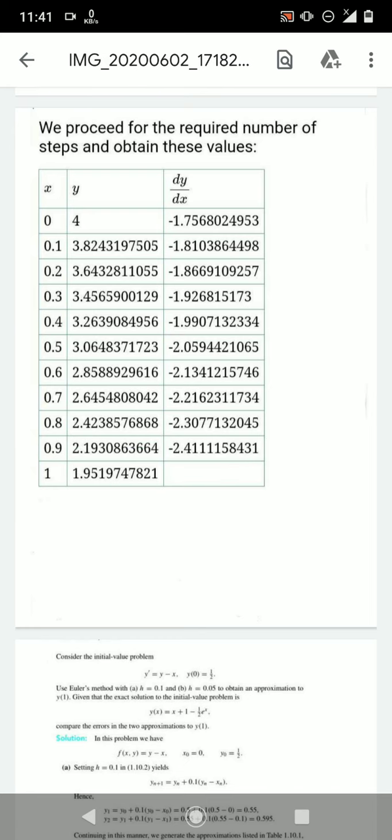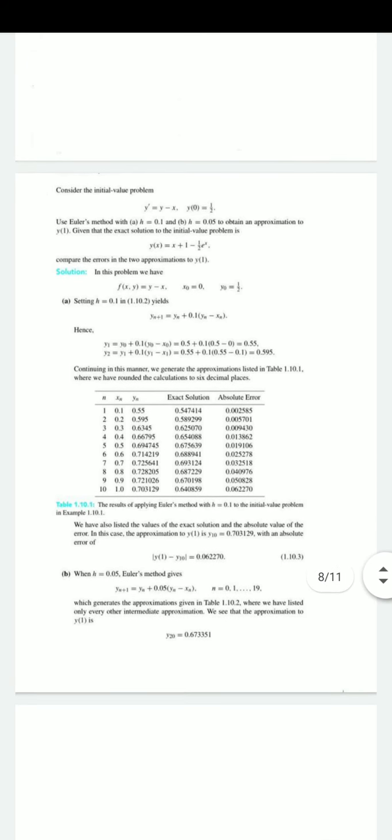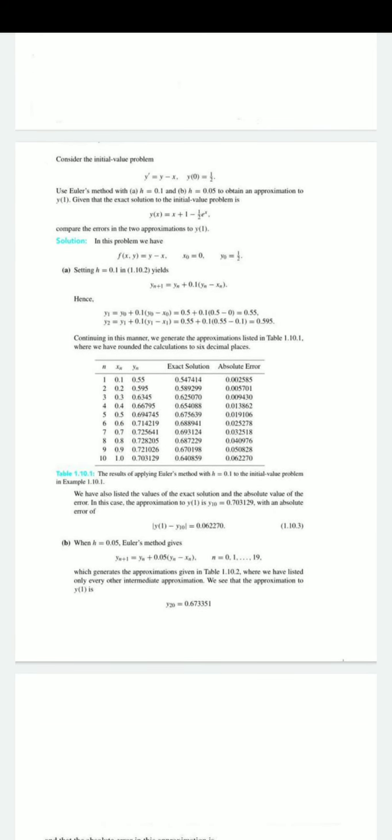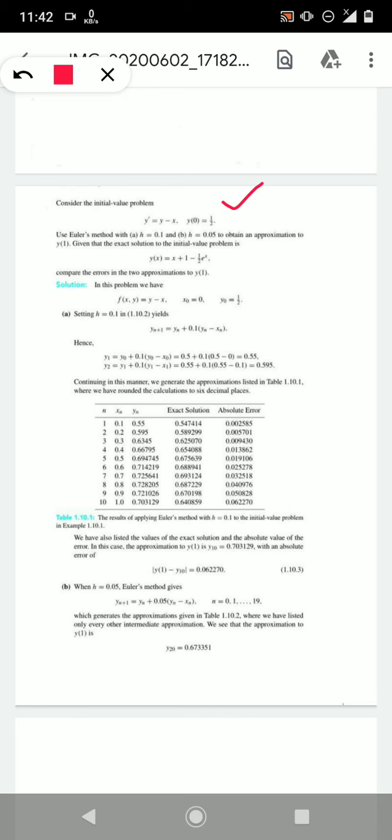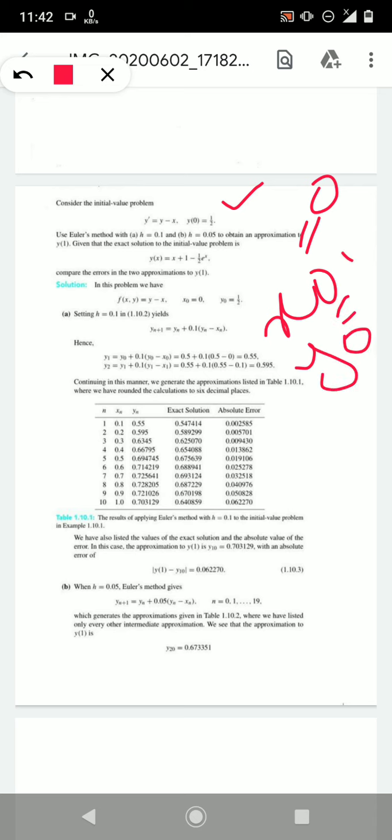Now let's look at another example. Consider the initial value problem y dash equal to y minus x, y(0) equal to 1/2. So f(x,y) is equal to y minus x, and x0 is equal to 0, y0 is equal to 1/2.